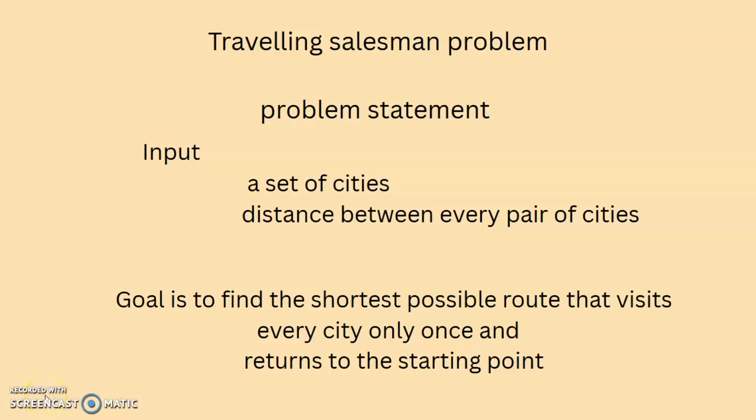Problem statement of the traveling salesman problem. Input: a set of cities and the distance between every pair of cities. The goal is to find the shortest possible route that visits every city only once and returns to the starting point. That is, a set of cities are given as nodes in a graph, and the distance between every pair of cities is given as edges between the nodes in the graph.